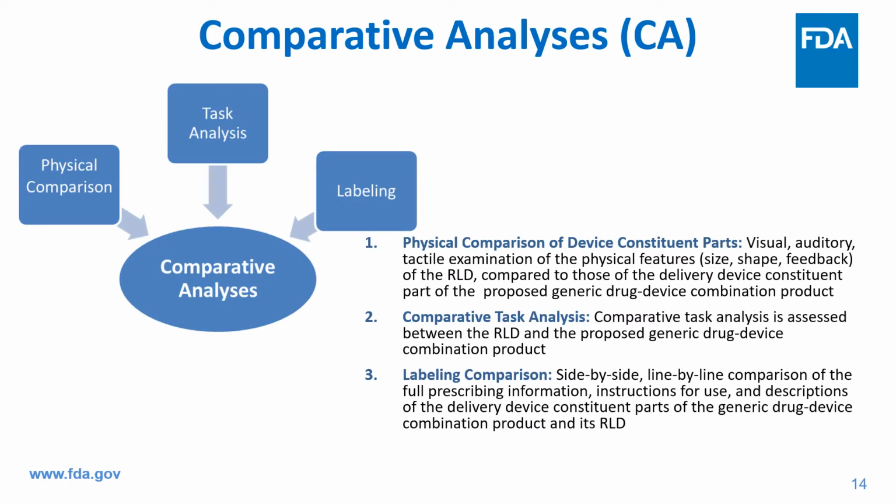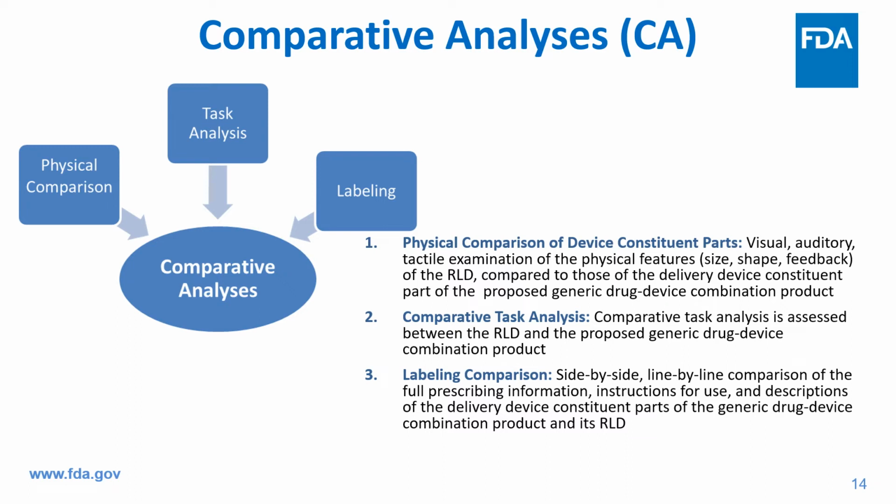What is a comparative analysis? The guidance defines 3 sections to the comparative analysis. The physical comparison, which includes the visual, auditory, and tactile examination of the physical features, including size, shape, and any feedback of the reference listed product compared to the same features in the proposed generic drug-device combination product. It's recommended to start with this area because changes in this section may affect how critical tasks are performed and how the labeling will need to be addressed.